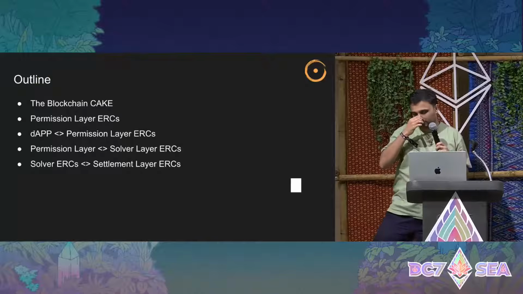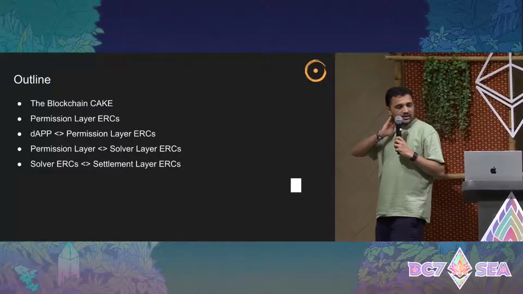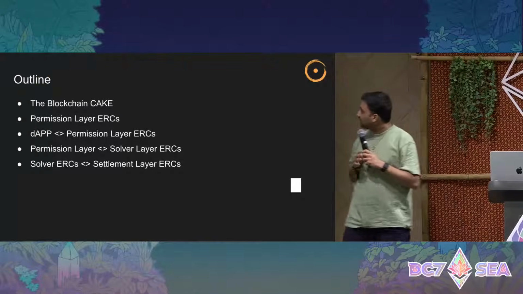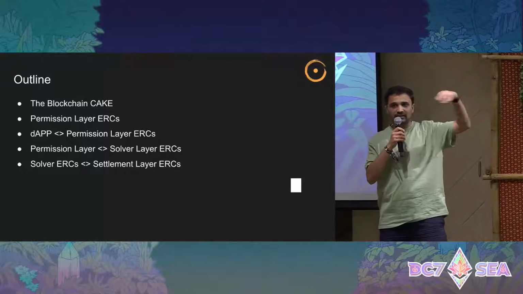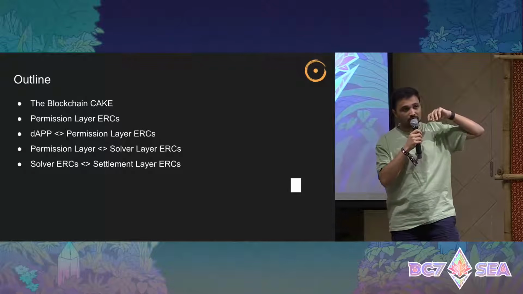Okay, so a few things. This is the outline. The first thing is I just want to talk about the blockchain cake, or how we think about the different actors or different layers in the blockchain ecosystem.